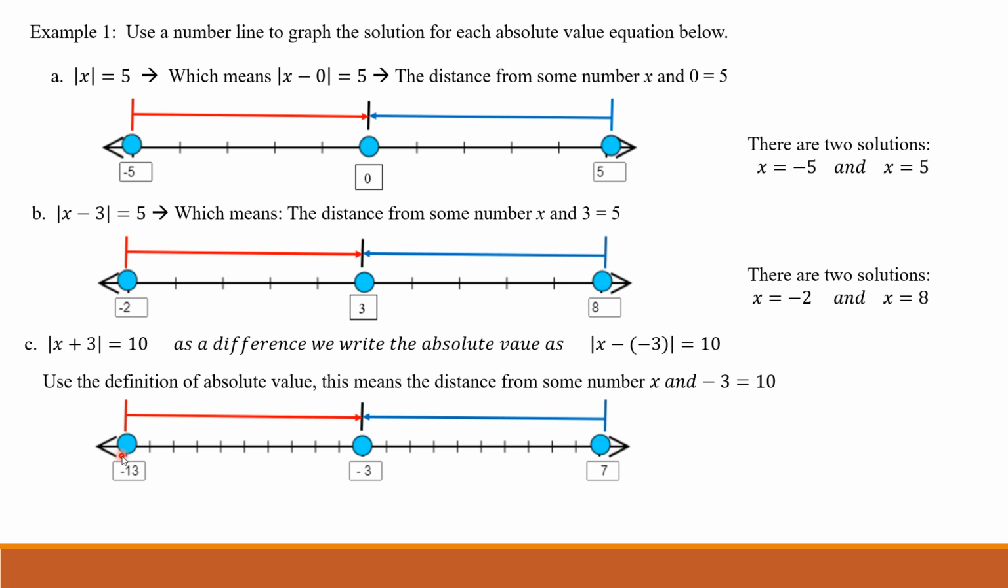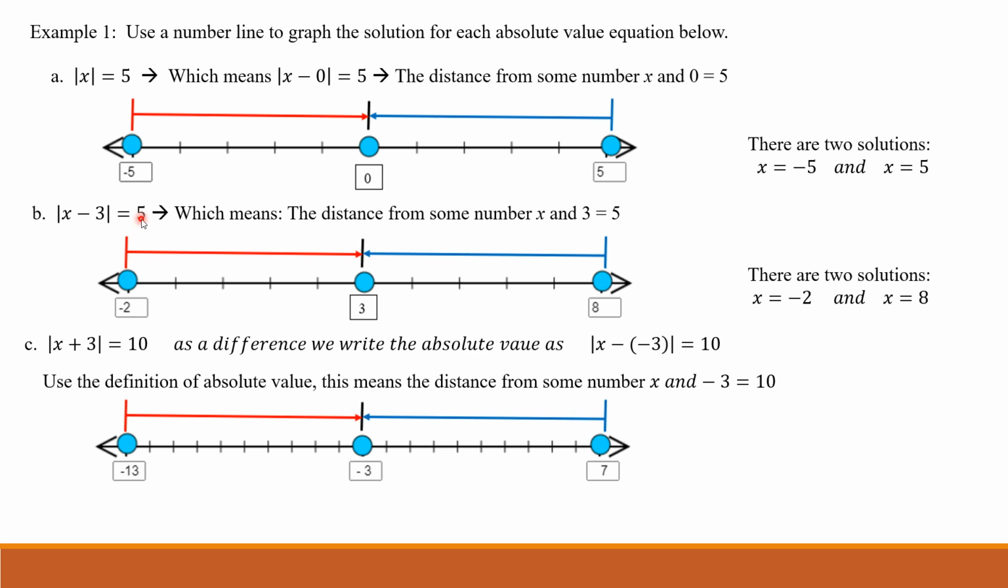So we're going to go 10 to the left, which would give us -13, and 10 to the right, which is 7. Typically when graphing, these graphs are already set up, but when you draw your number line, I always start by labeling my middle point first. Put the middle point down, and then use your distance, the value that you're going to go away, which is 10 in part C.